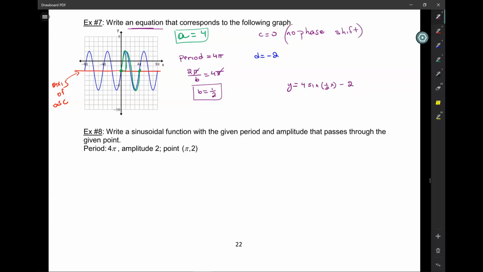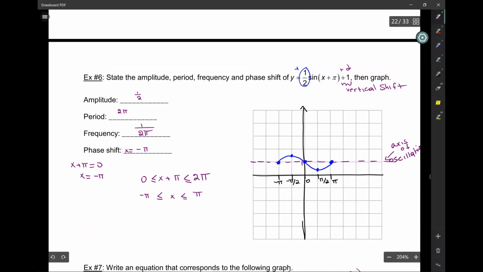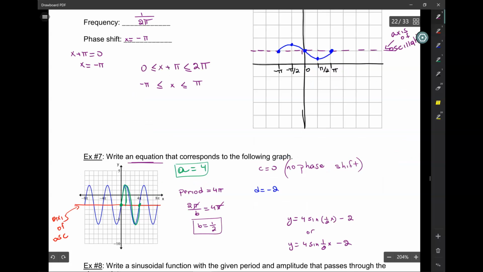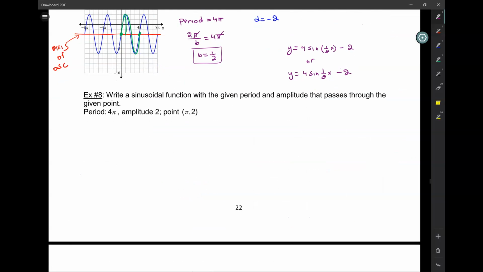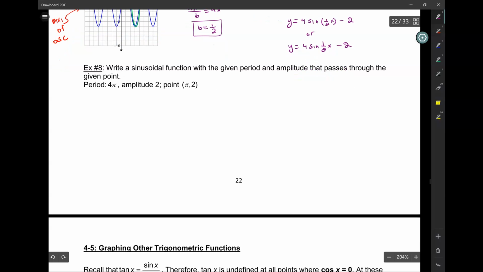Wait, where did the 2 come from? The -2 is because the axis of oscillation has been shifted down 2 units. So it could be 4 sine half x minus 2. If there is a -2 but no parentheses, it's understood that that's a D, as opposed to if it's in the parentheses, where we know that it's the C value. Do you see what I mean? Okay. Let's do one more.